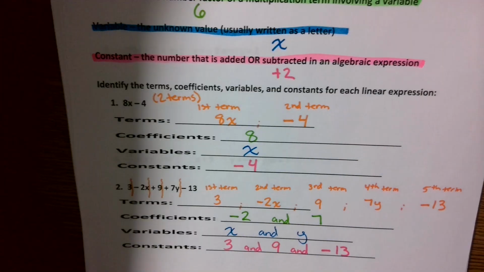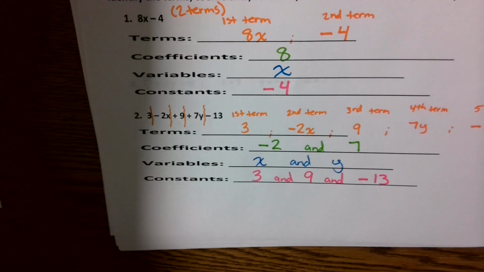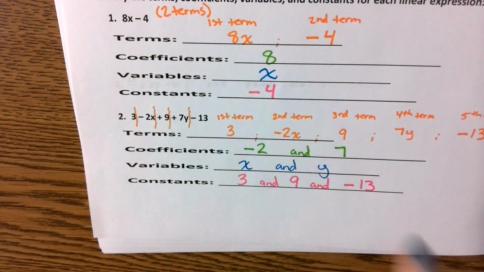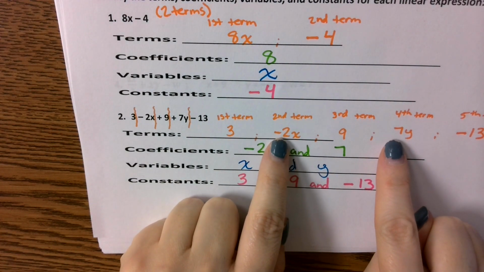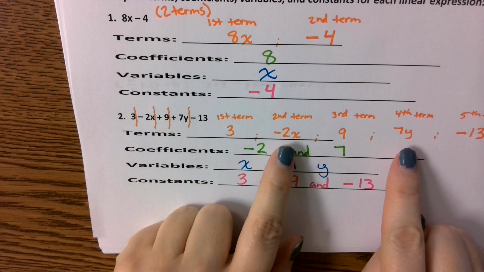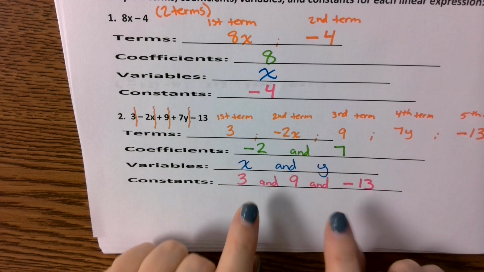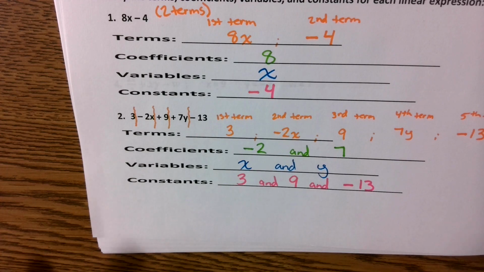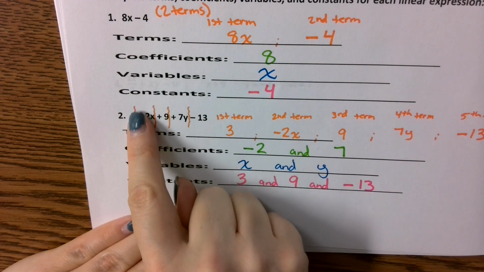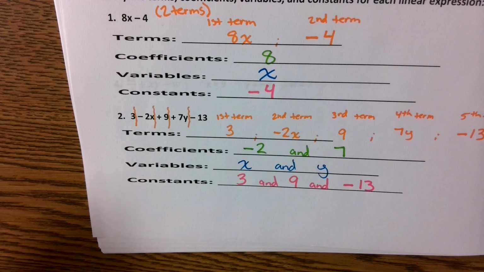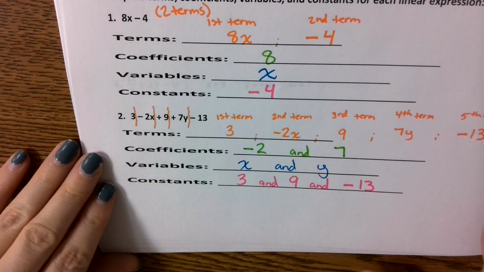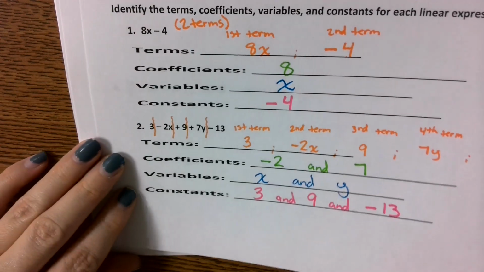So remember, coefficients are numbers that are attached to the variable, but we just want the number, not the variable with it. Variables are just the letters. We don't need the numbers with them. Constants are the numbers that have no letters attached to them whatsoever. And terms are always split up: every time you see a plus or a minus sign, draw a wall in front of it. All right.